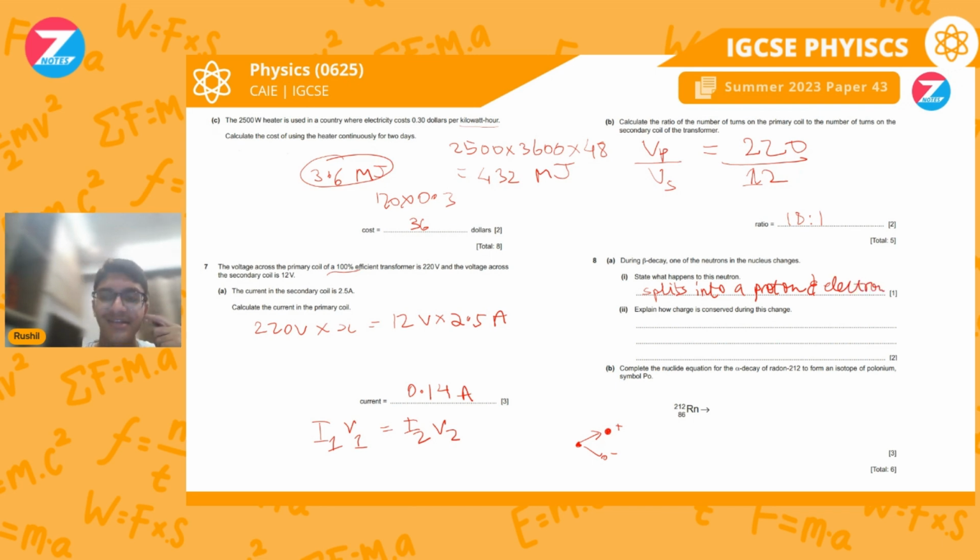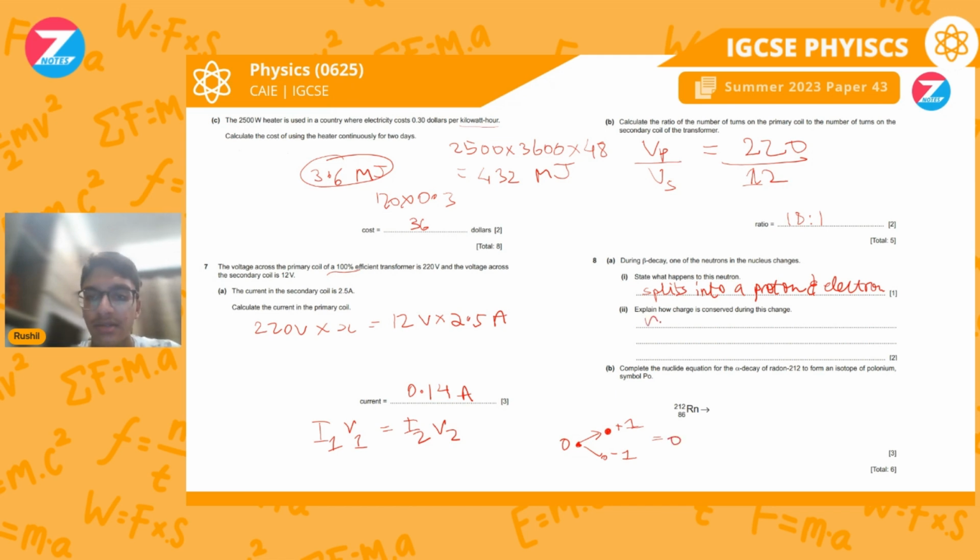Explain how charge is conserved during this change. So, charge is conserved because neutrons are neutral, they have zero charge. So here the charge is zero. When they form a proton, and a proton is positively charged, so +1. An electron is negatively charged, so -1. The magnitude of the charges of a proton and electron are equal. So since the proton is +1 and the electron is -1, the total charge is 1 minus 1, which is still 0.